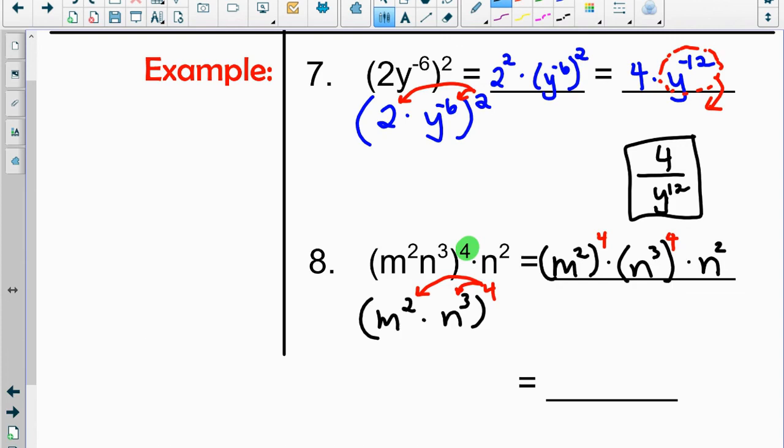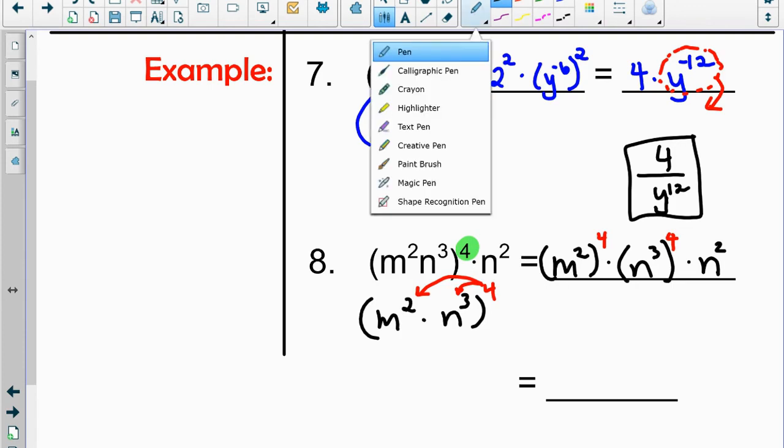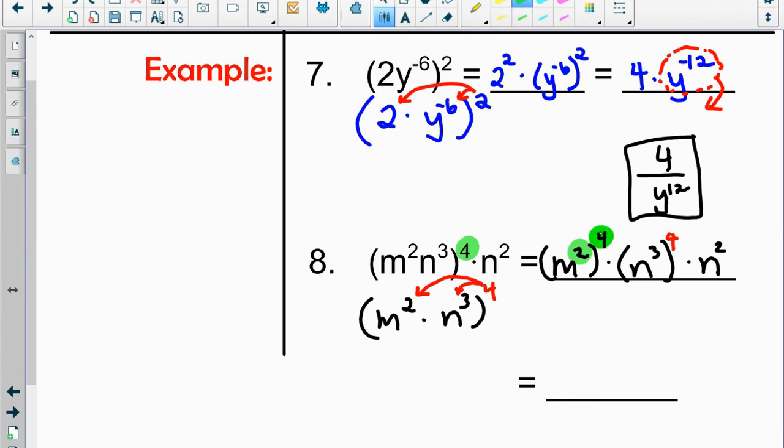Okay, so I have to just include that. Sorry, there's no adding. Now I want to start simplifying. I have m squared to the 4th power. That's my power of a power rule. So I want to multiply my exponents there. That's going to give me m to the 8th power. Then I see I have n to the 3rd power raised to the 4th power. Again, I want to multiply my exponents. 3 times 4 is 12.